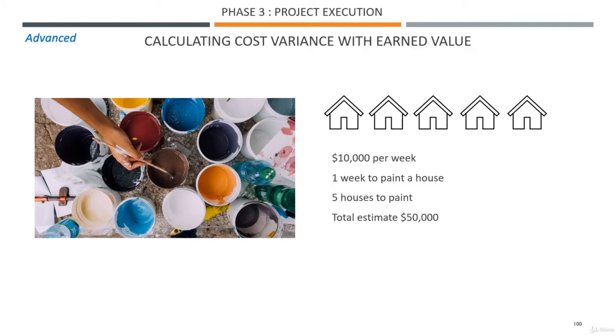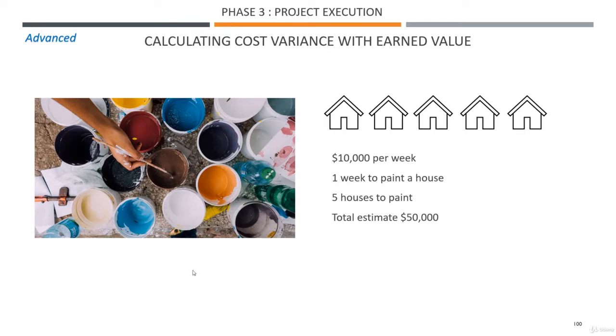Example. We have 5 houses to paint. This is our project. We have a contractor. We pay him $10,000 per week. And he or she tells us there's 1 week to paint 1 house. So you have 5 houses to paint. Your total estimate is $50,000. What's important here is that it's an estimate, 1 week to paint a house. So he or she tells you, well, it takes me 1 week to paint a house, and there are 5 houses to paint, so your estimate would be $50,000.